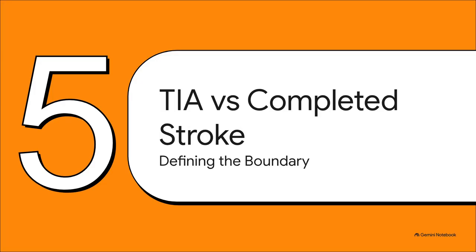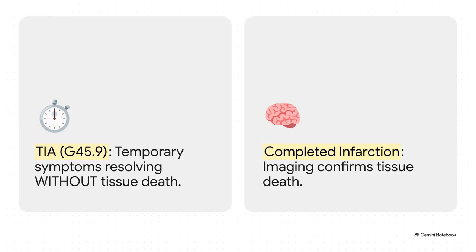Section 5. TIA versus completed stroke. We really need to address one of the most common auditor traps in the entire industry by defining the strict boundary between these two. A transient ischemic attack, coded as G45.9, represents a temporary event. These are neurological symptoms that resolve completely without actual tissue death. On the other hand, a completed infarction coded in the I-63 category occurs when imaging confirms actual tissue death or necrosis. I want to strongly warn you against assigning unspecified CVA codes when the specific etiology and side documentation exist. You literally must read those imaging reports.